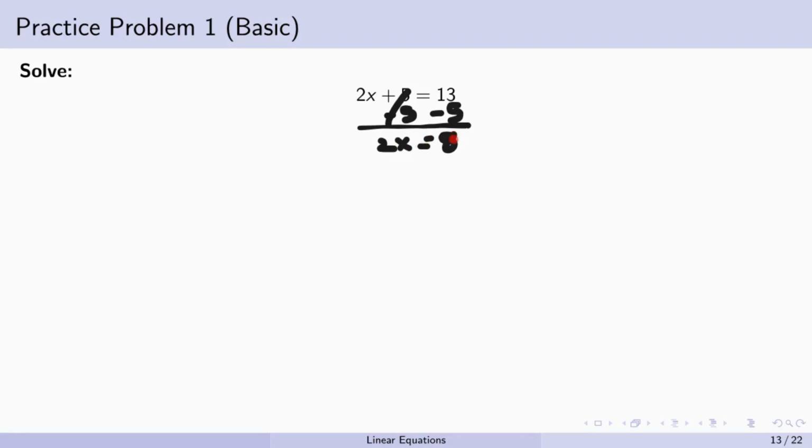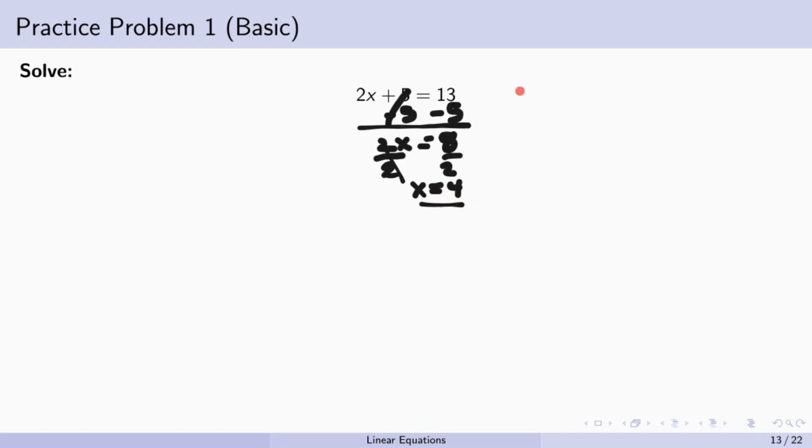And of course, we need to simplify 2x equals 8 by dividing both sides by 2. And therefore, we have x is equal to 4. Therefore, this is a conditional linear equation because this equation can be true if x is equal to 4.